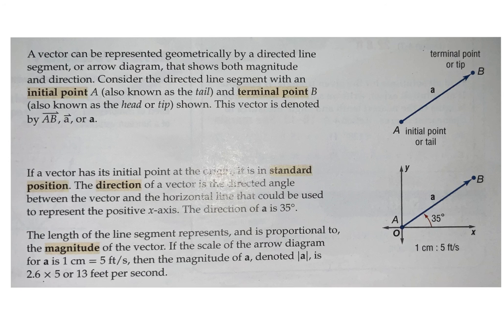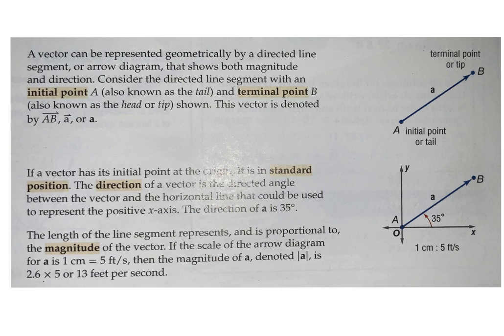If a vector has an initial point at the origin, it is called standard position. By origin, I mean on a coordinate plane 0, 0. All right, so this is considered standard position because it starts at the origin. The direction of the vector is the directed angle between the vector and the horizontal line. So the direction of the vector is the angle that is created between the horizontal and the vector itself. Now that does not matter if it's in the original position.